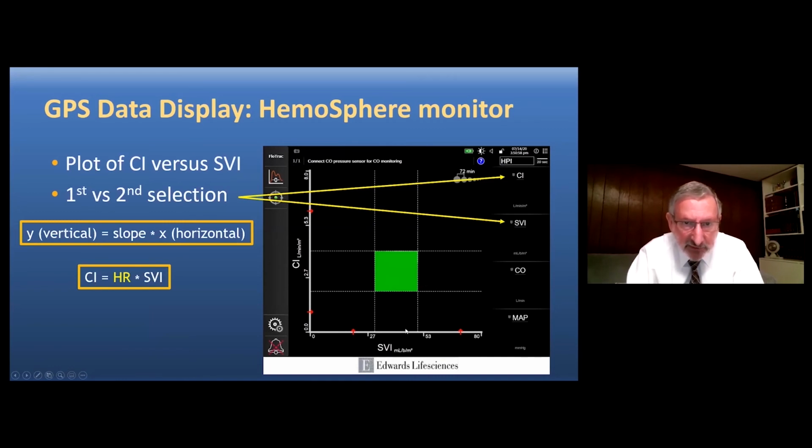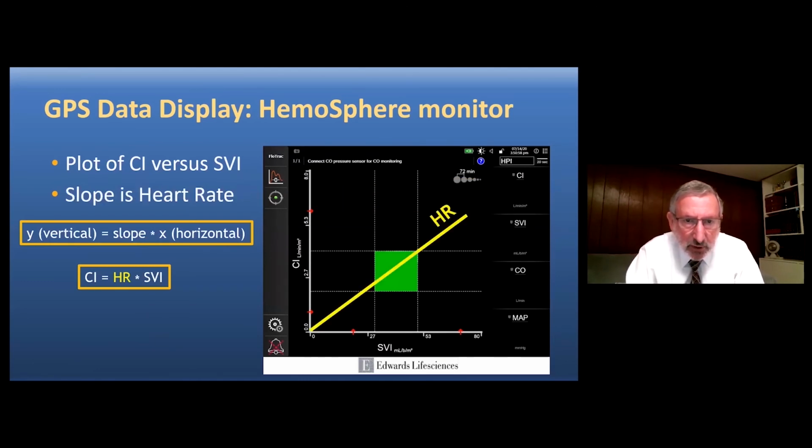If you're a mathematician, you may see how simple this is, since CI equals heart rate times SVI. If your patient moves up and down in that diagonal, they're simply moving up and down with a fixed heart rate. A high heart rate would move them to the right. A low heart rate would move them more clockwise. So this display, our nurses enjoy for its simplicity.